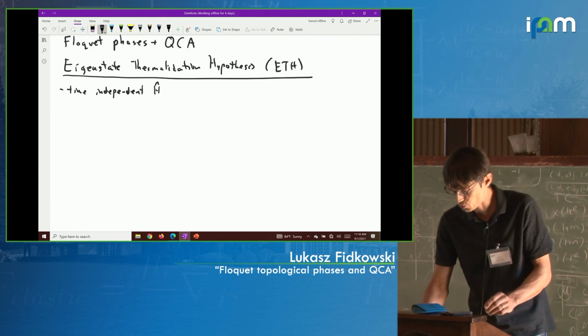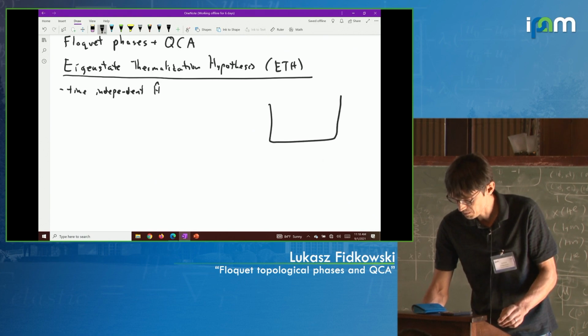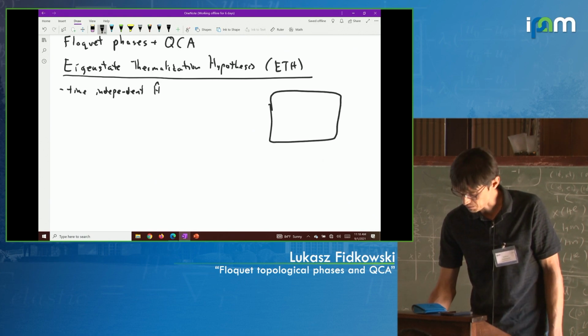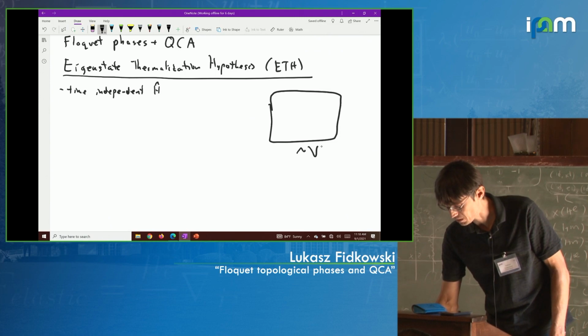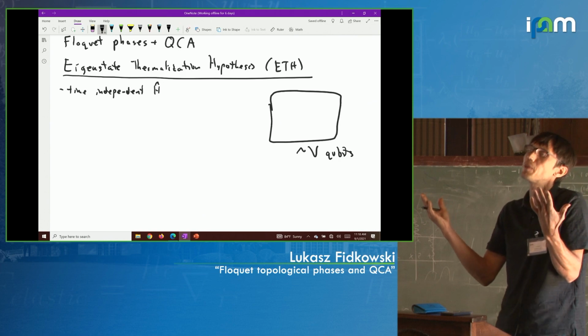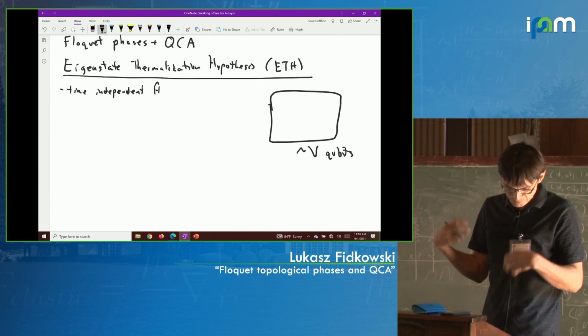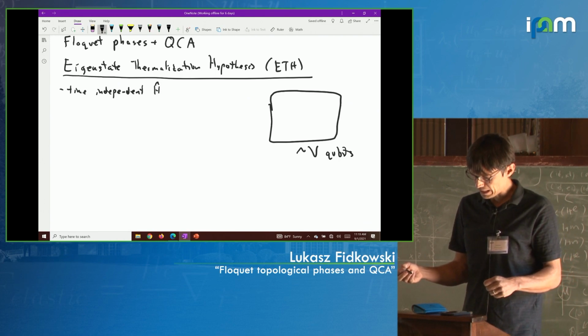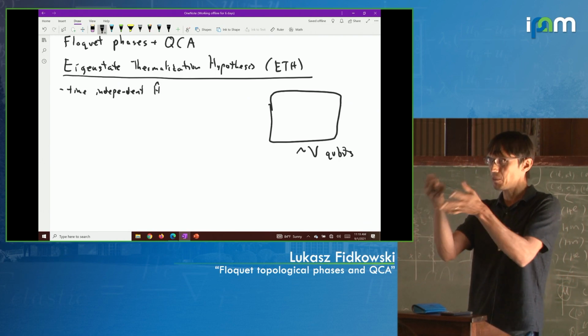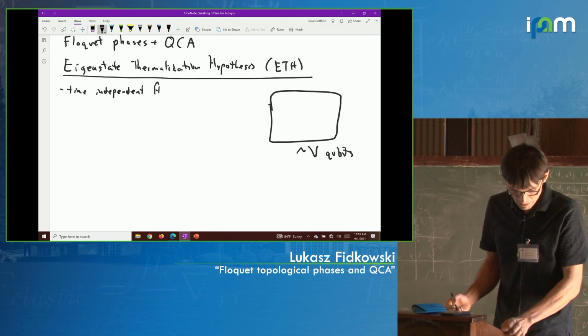Okay, so let me first maybe draw a picture of the system. The system looks like this. Let's say it's some volume V, so there's like V qubits in here. That's sort of my caricature. And they could be fermions, but I'm just going to do qubits for simplicity, bosonic degrees of freedom. There's some Hamiltonian that makes them interact.